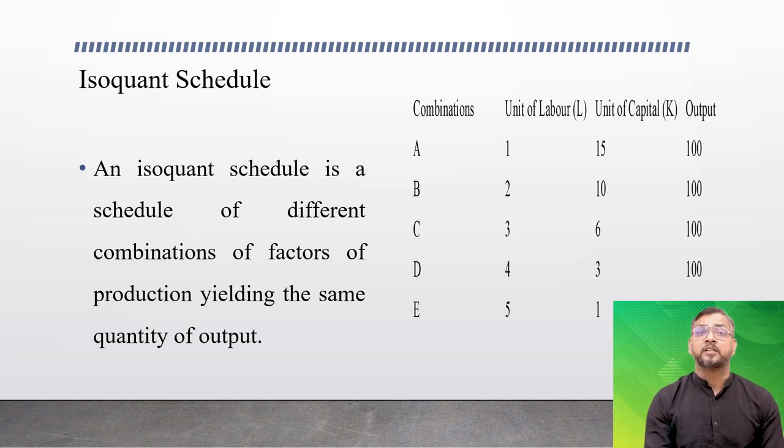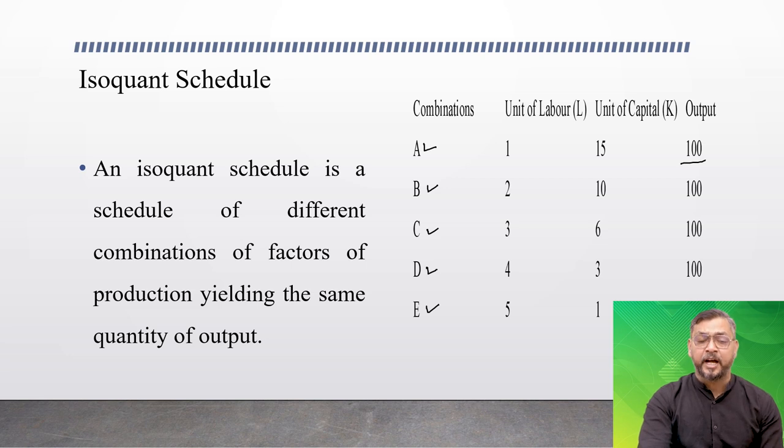An isoquant schedule is a representation of different combinations of factors of production that yield the same amount of output. It is presented in a tabular format. If you look at this particular table, there are different combinations: A, B, C, D, and E. All these combinations utilize two factors of production, labor and capital, in different ratios. But if you look, the output is the same. So it is a tabular representation of the combinations.